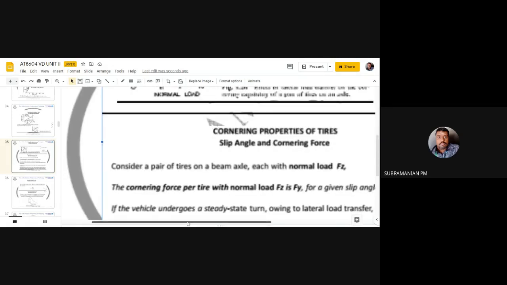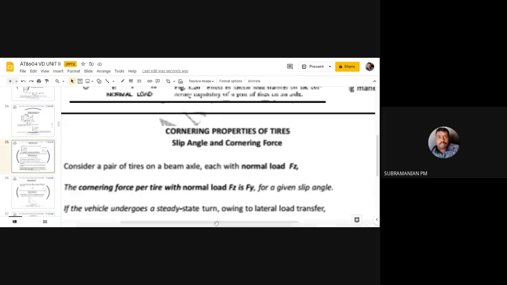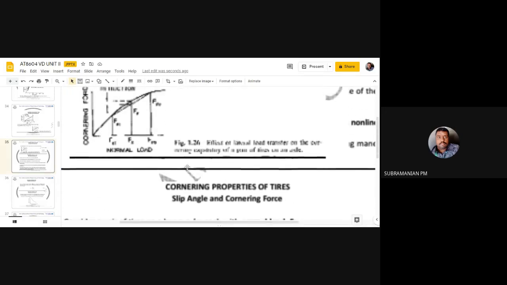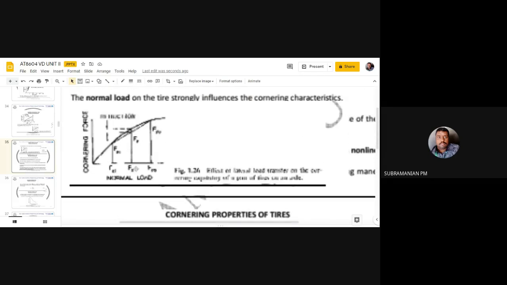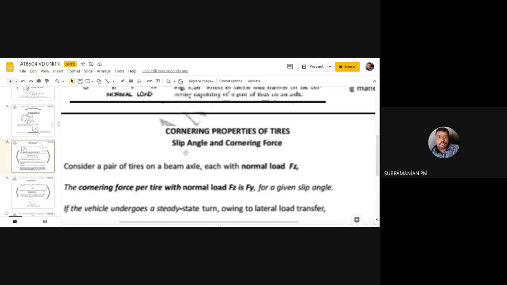So you can see that you have an axle. Both tires have a normal load. This one is FZ. Each tire has a normal load FZ. When the tires are moving in a straight ahead position, FZ will be acting on both the tires.